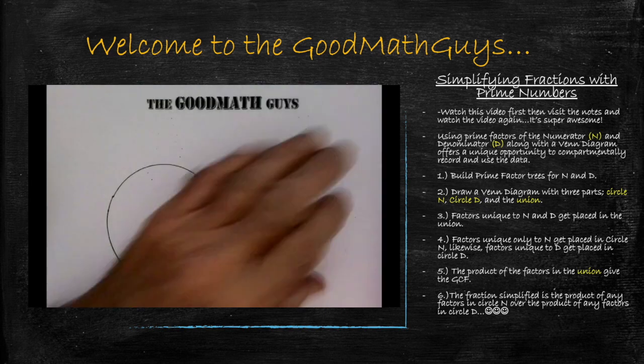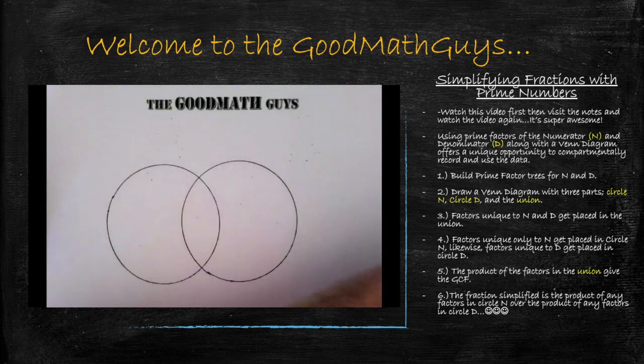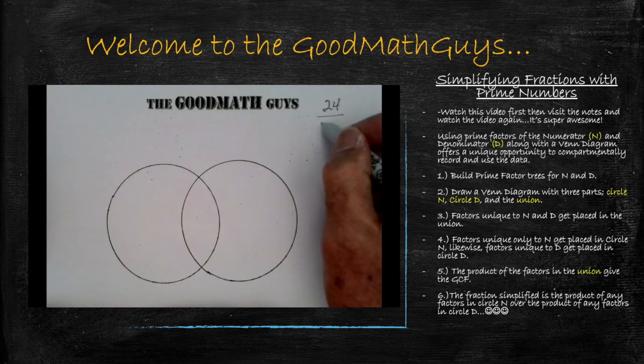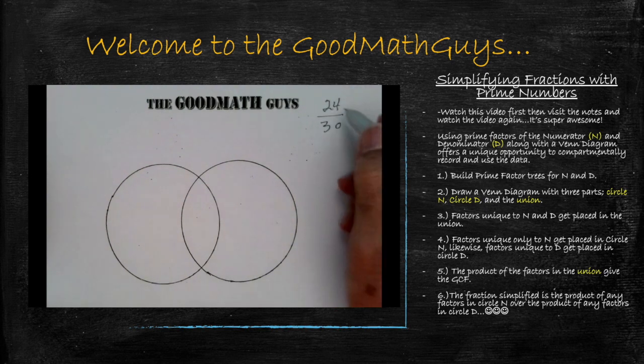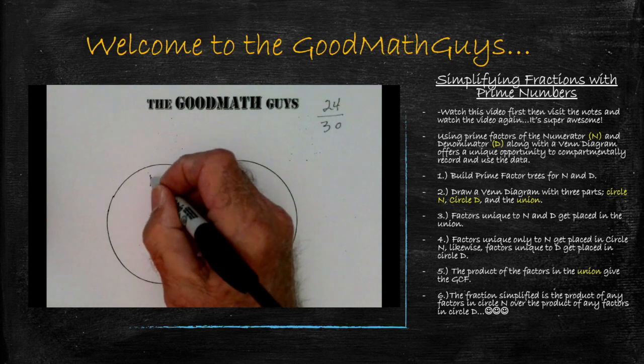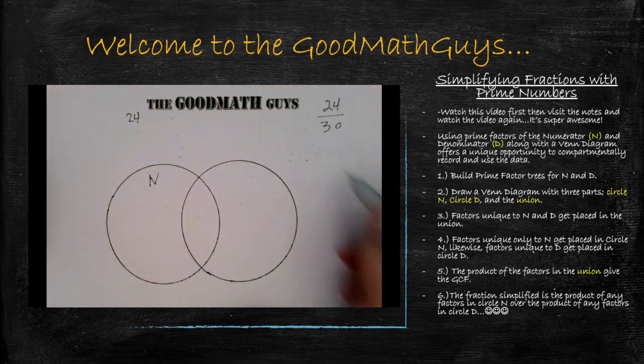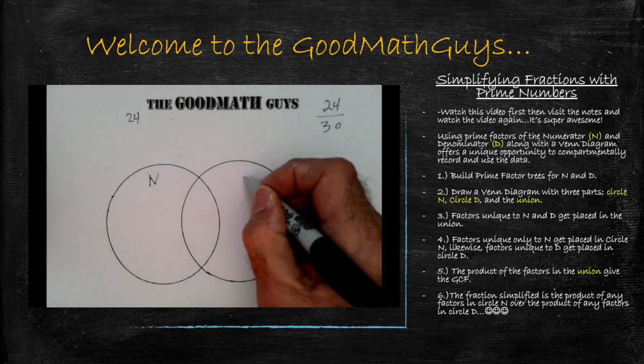We're actually going to try 2 more here. Let's do 24/30. 24/30. Okay, 24 is the numerator. 30 is the denominator.